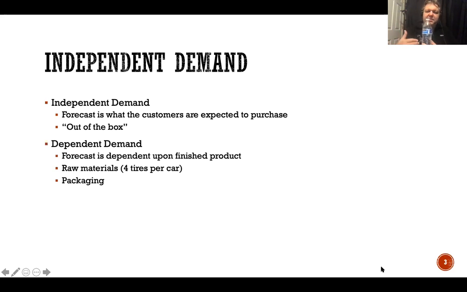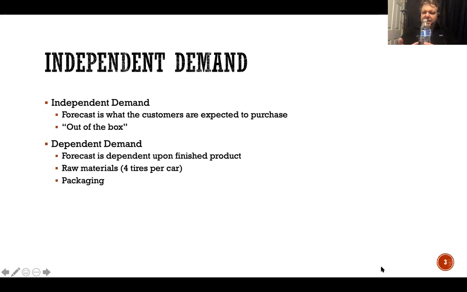Dependent demand is dependent upon the independent demand. Now, I can't make that any more confusing, I don't think. Dependent demand depends on the bottle of water. And what this is, is raw materials that individually make up this bottle of water. So here I've got the plastic bottle, I've got a label, I've got a cap, and I've got the water inside.